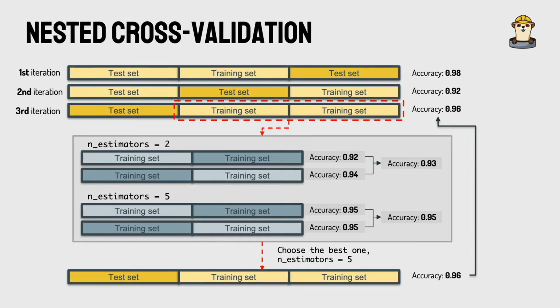Here is where nested cross-validation enters into play. Nested cross-validation offers us a more accurate method to estimate the performance of a given model while optimizing the hyperparameters at the same time. The name, nested cross-validation, comes from the fact that we are effectively nesting two cross-validation techniques.